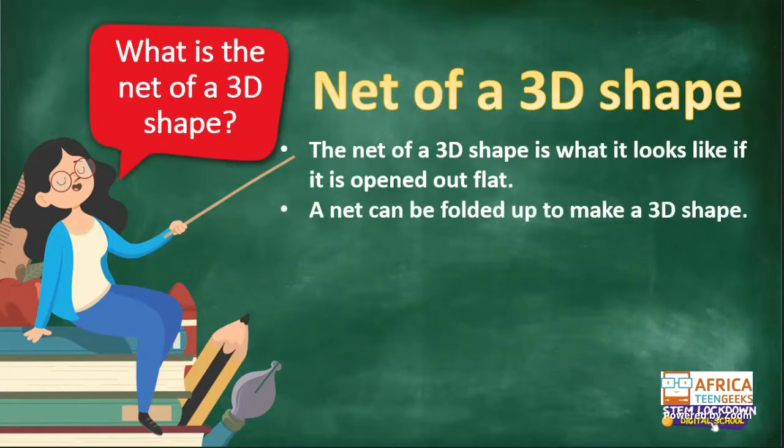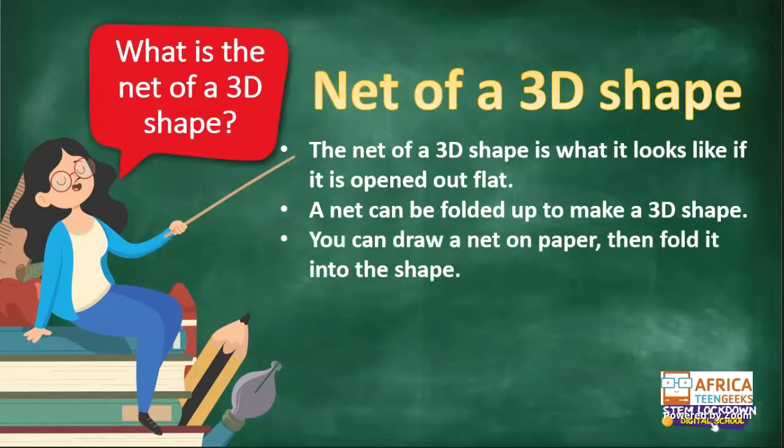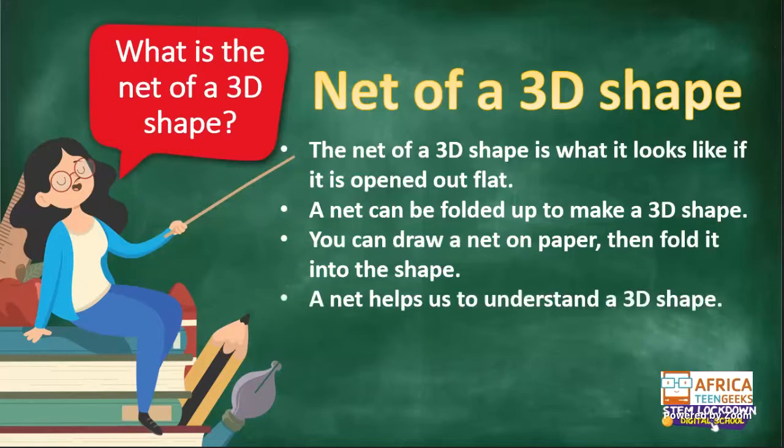So this is just quickly a touch. We'll look at it again tomorrow, but I just want to look at the net of a cube today. A net can be folded up to make a 3D shape. You can draw a net on paper, then fold it into the shape. And a net helps us to understand a 3D shape.